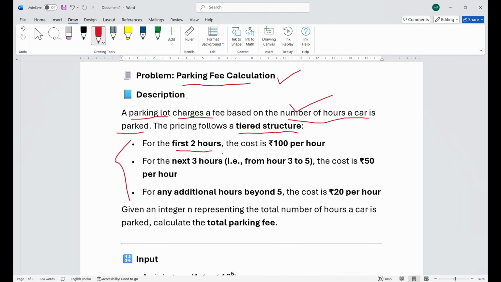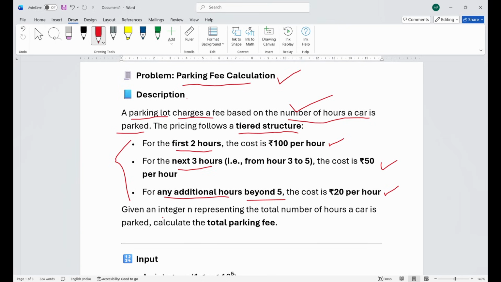For the first 2 hours, we have to collect 100 rupees per hour for parking. For the next 3 hours, that is the third hour, fourth hour, and fifth hour, we have to charge 50 rupees per hour. For any additional hours beyond five, the car may be parked for 10 hours, so at that time we have to charge 20 rupees per hour, that is for the sixth hour, seventh hour, eighth hour, ninth hour, and so on.